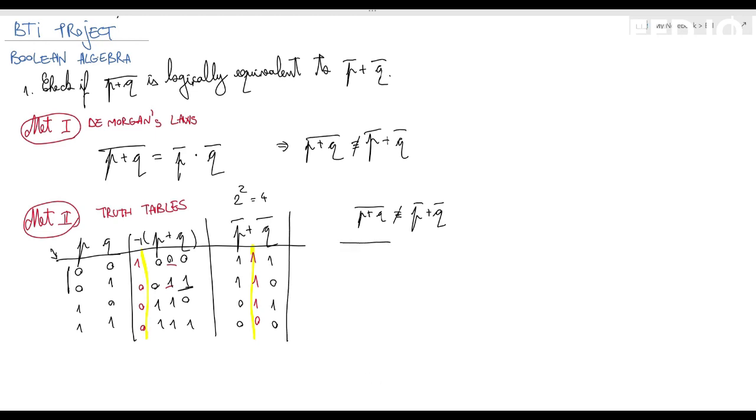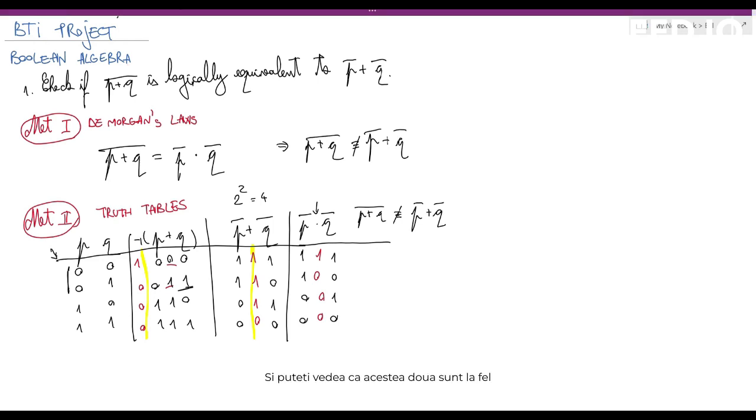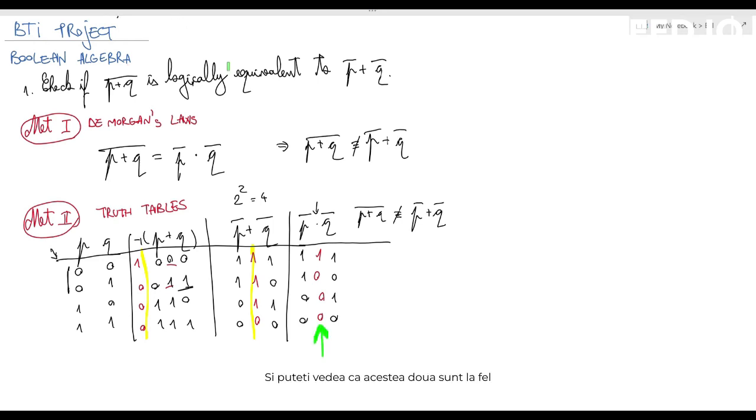Let me see what happens when we have P negated multiplied with Q negated. So P negated is 1, 1, 0, 0, and we have here 1, 0, 1, 0. Now, we have this sign, multiplication. So, this is true only if both values are true. So, true and true is going to be true, which is 1. 1 and 0 is going to be 0. 0 and 1, 0, and 0 and 0, 0. And you can see that this is the same as this one, which means that P plus Q negated is logically equivalent to P negated multiplied with Q negated.